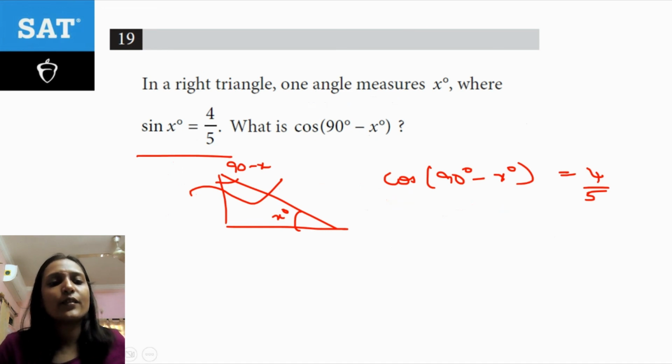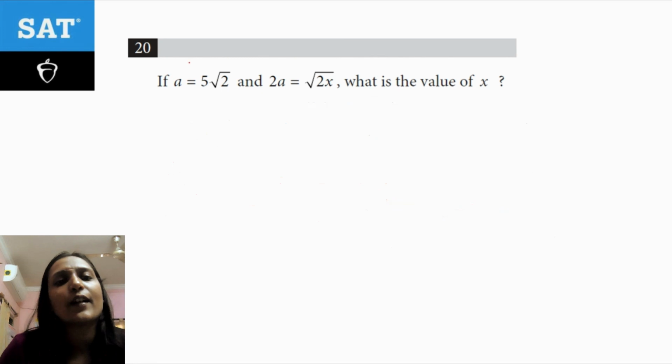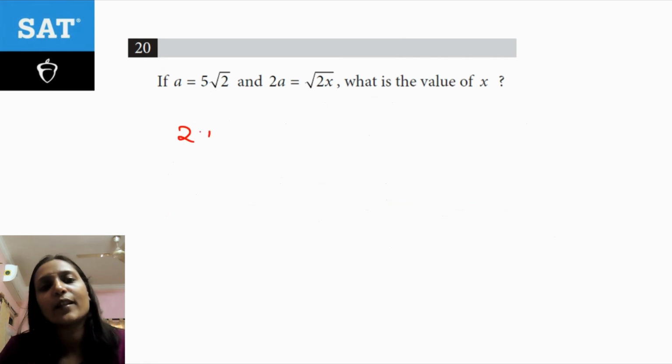Let's go ahead to the last question over here. We have a is equal to 5 root 2. 2a is equal to root 2x. Then what is the value of x? So I'm just going to multiply this a over here with this. So this is 10 root 2 is equal to root 2x.